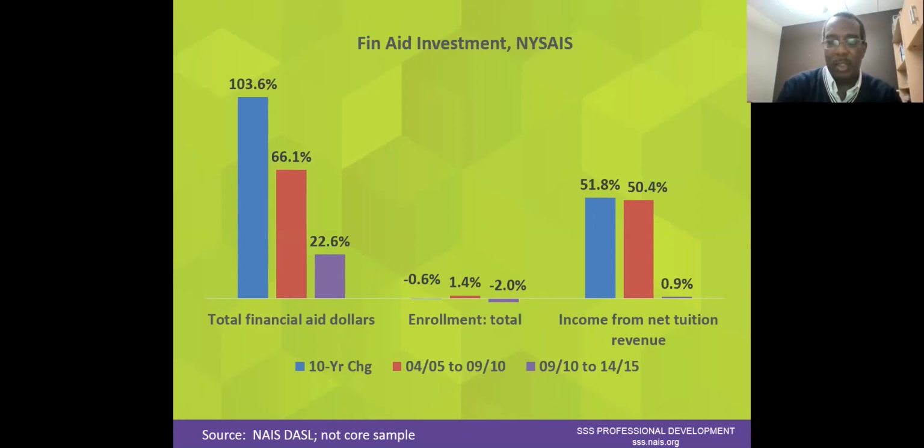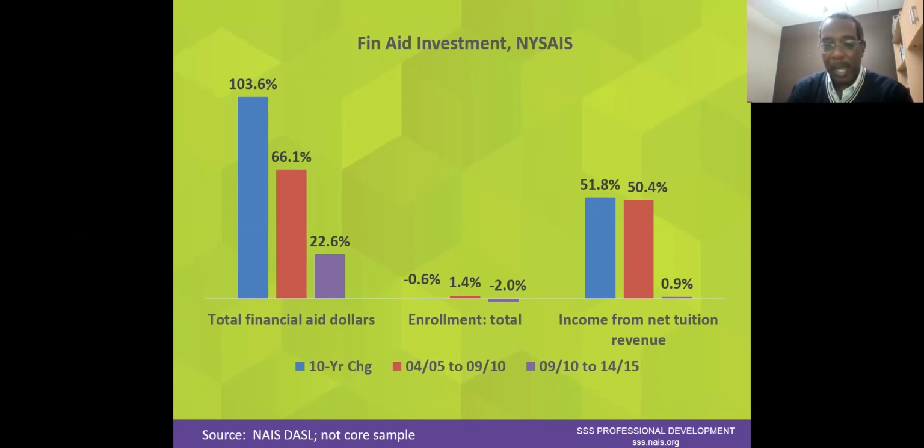On the other side of this chart, you can see the income from net tuition revenue, which means the gross tuition you would receive if everybody paid full tuition minus what you're giving out in financial aid discounts. In the 04-05 year, even though there was a 66% growth in aid dollars spent, there was a 50% growth in net tuition revenue. It was one of those spend-more-to-make-more realities, as opposed to the last 5 years, where financial aid dollars increased about 23%, but net tuition revenue increased by less than 1%.